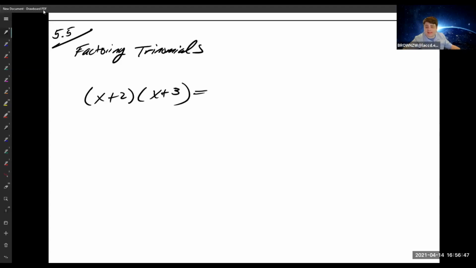Distributing like we did in class on Monday by FOILing out, the first term would be x squared. The outside term would be plus 3x. The inside term would be plus 2x. And the last term here would be plus 6. And then we would combine our like terms, right? So x squared plus 5x plus 6.